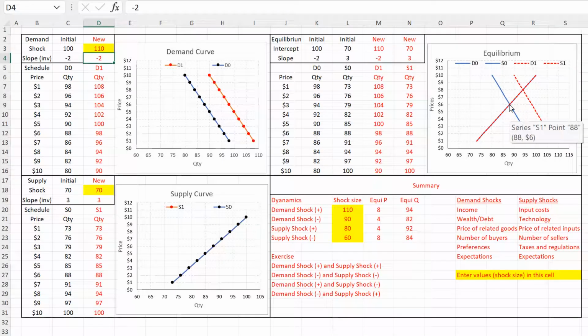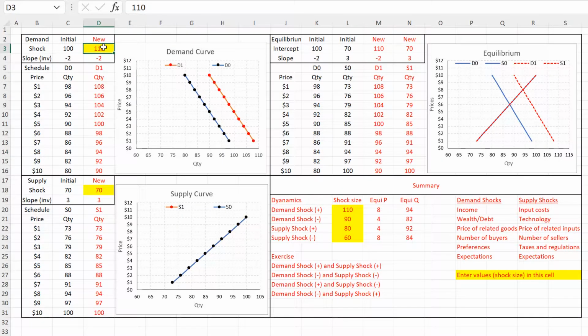And what will happen to equilibrium quantity? Same story, equilibrium quantity initially was 88 units. Now that equilibrium quantity has gone up to 94 units. You can clearly see over here that at the equilibrium price of $8, the quantity demanded and the quantity supplied are the same numbers after the positive shock.